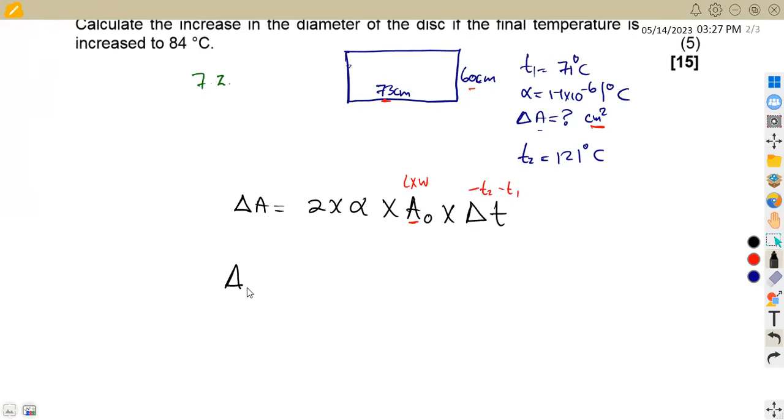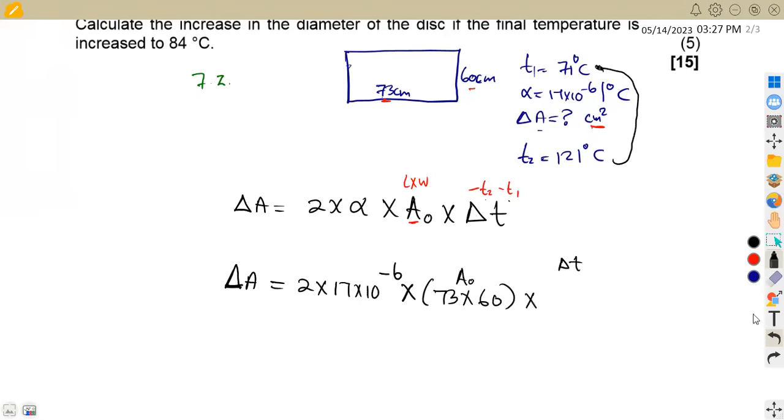So the change in area in this case is going to be 2 times the linear coefficient of expansion, which is 17 times 10 to the exponent of -6, times the original area, that is length times width. So here we have 73 times 60, for the area, times the change in temperature, that's T2 minus T1. We are going to subtract the two. So that is going to be 121 minus 71.